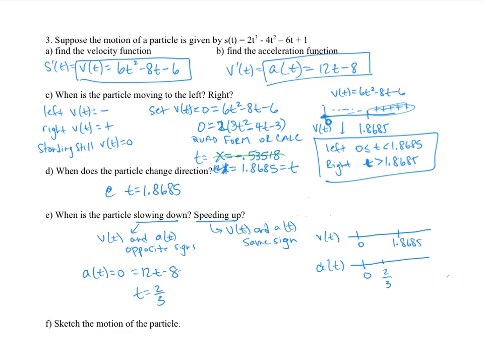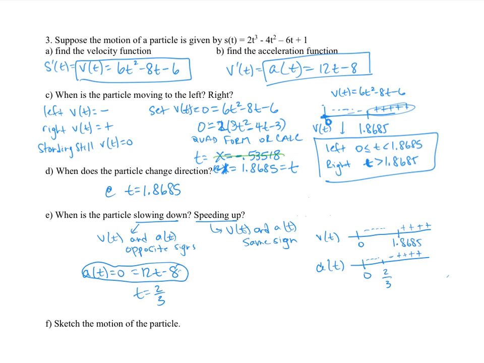So for velocity, we know that this is negative there and this is positive there because we solved it in the problem before. For acceleration, I can plug in a number between 0 and 2/3, and I'll end up with negatives, and then anything larger than 2/3, I will get positives. How did I get that? I used my acceleration equation, and I put in a value. Put in 1, you get a positive. Put in something in between 0 and 2/3, like 1/3, you'll get a negative.